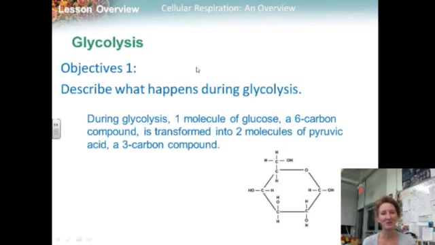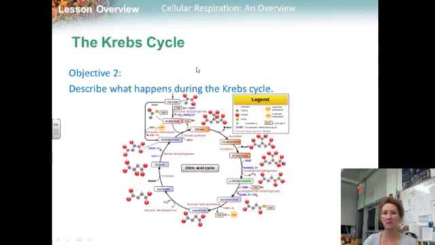Okay, objective 1 was describe what happens during glycolysis. So during glycolysis, 1 molecule of glucose, a 6-carbon compound, is transformed into 2 molecules of pyruvic acid, which is a 3-carbon compound. Moving along here.